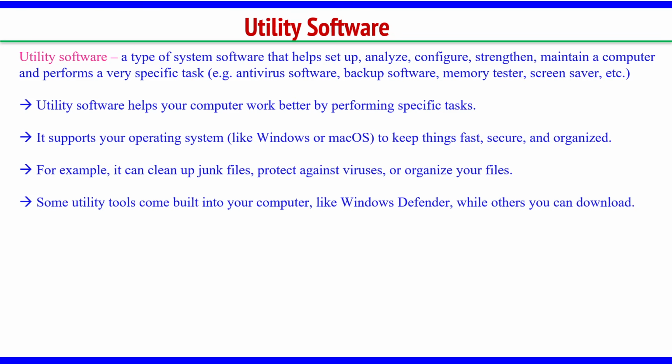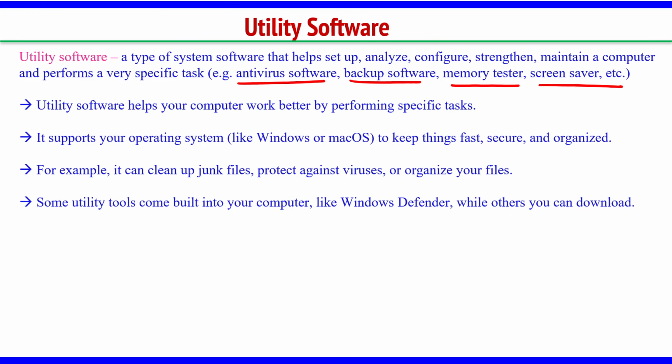Right? The next one is utility software. So what is utility software? Again, these are all basic software. Utility means using. So you can apply some common sense if a question is asked with respect to utility software. It's a type of system software that helps set up, analyze, configure, strengthen, and maintain a computer and performs very specific tasks. Some examples of utility software include antivirus, backup software, memory tester, screensaver.